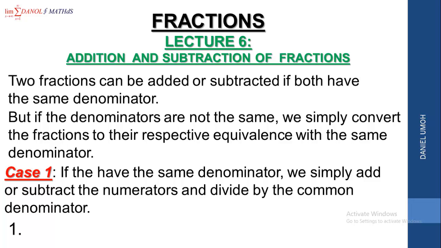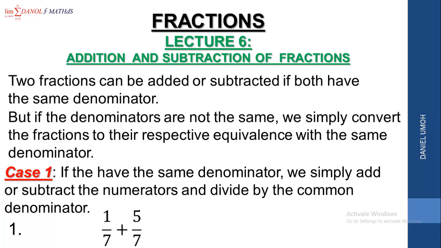For example, example 1, we have 1/7 plus 5/7. You can see that these two fractions have the same denominator, which is 7, right? Okay, so the rule here says if they have the same denominator, what we are going to simply do is to add or subtract the numerators. But in this case here, it was 1/7 plus 5/7. So what we are going to do is to add the numerators. So this is what we are going to have.